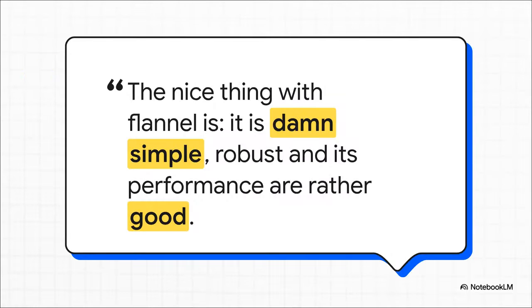And you see stuff like this all over the place online. This Reddit comment just nails it. The nice thing with Flannel is it is damn simple, robust, and its performances are rather good. And that's the whole appeal. Simplicity. But here's the trade-off. That simplicity means it's missing some of the fancy features, like network policies for really specific security rules.